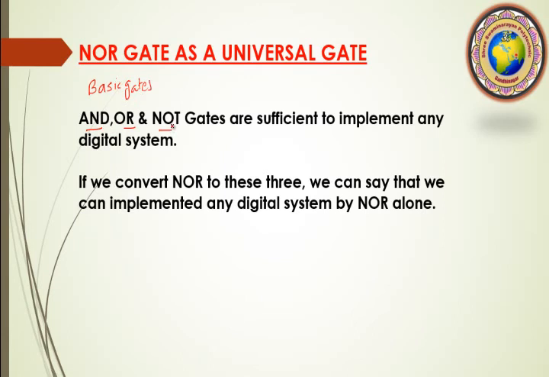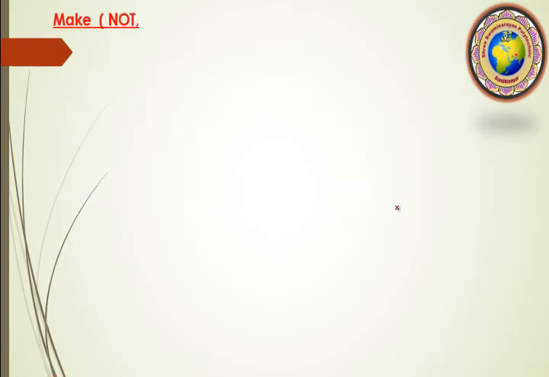AND, OR and NOT. These 3 gates are sufficient to implement any digital system or any logic gate. So by using these 3 we can develop any logic gate. So that's why if we convert by using the NOR gate AND, OR and NOT, we can directly convert any of these 3. That's why we can say that we can implement any digital system by NOR alone. So let us start, because we already have basic knowledge about all gates, Boolean expressions and truth tables from the previous session. That's why we directly study the NOR gate as a universal gate.